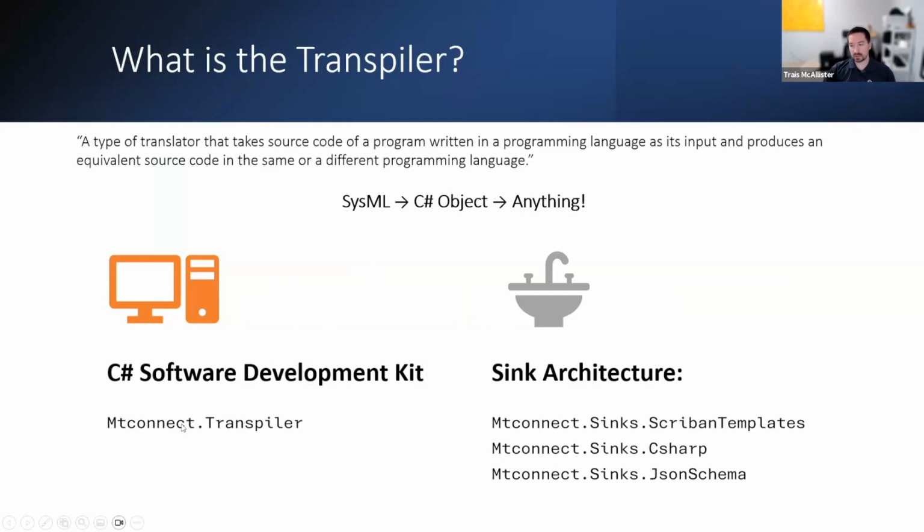Furthering what is a transpiler? Transpiler is broken out into two separate parts of an architecture. There's the C# software development kit, which is the MTConnect.transpiler. You can find this project on GitHub, as well as download it on NuGet. And then the second half is the sync architecture. So we've implemented a series of syncs that enable software developers to more quickly develop transpilers that can produce things like C# files, JSON schema files, and basically any other type of file using Scriban templates.